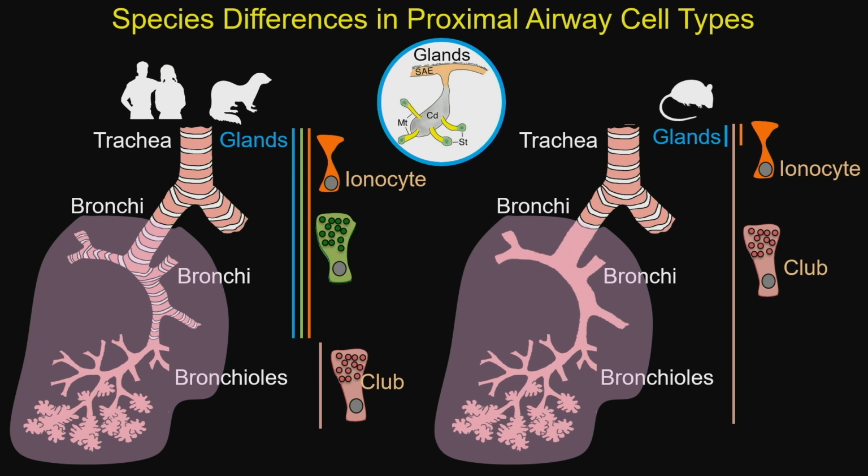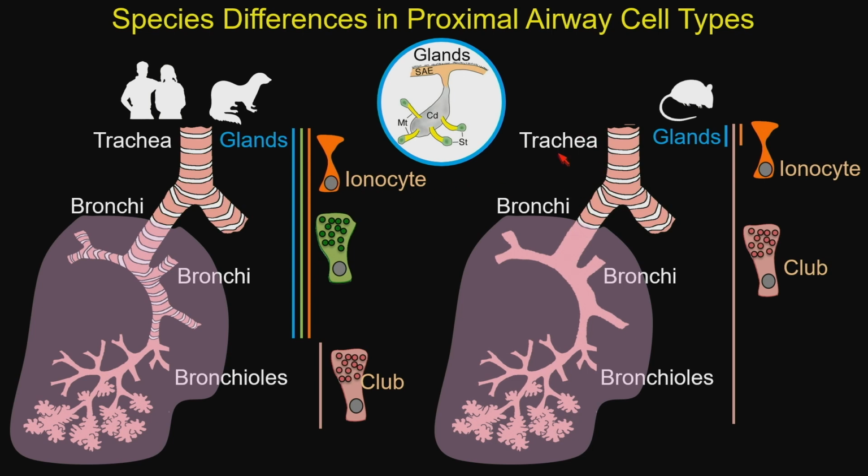And there are some interesting differences between rodents, or let's pick mice, humans and ferrets, which I'm going to be talking about, in the regions where ionocytes and goblet cells exist versus club cells. In mice, there's no cartilage within the intralobar airways. They're more representative of the distal bronchioles in human. And ionocytes track with where submucosal glands exist.